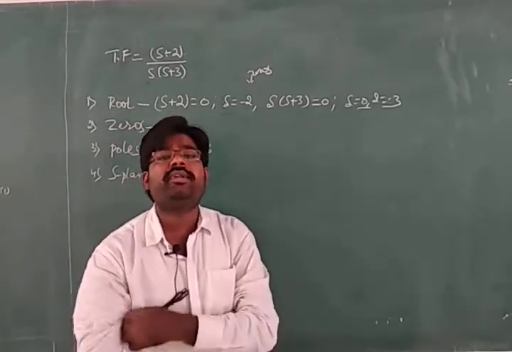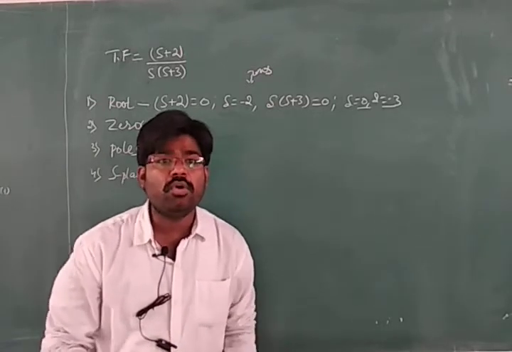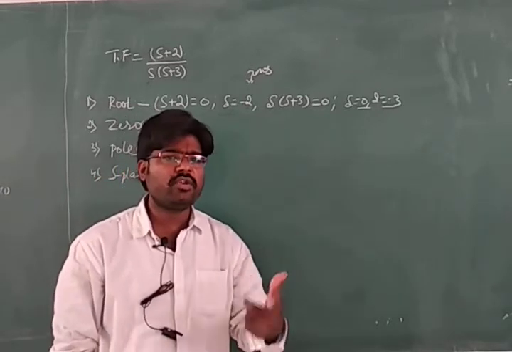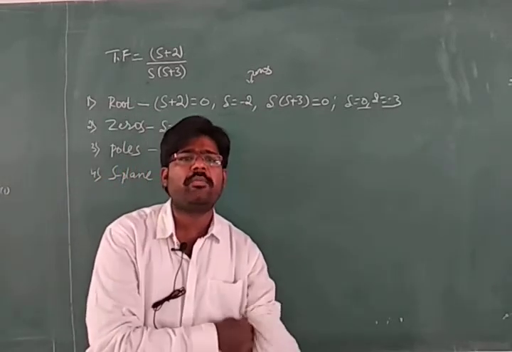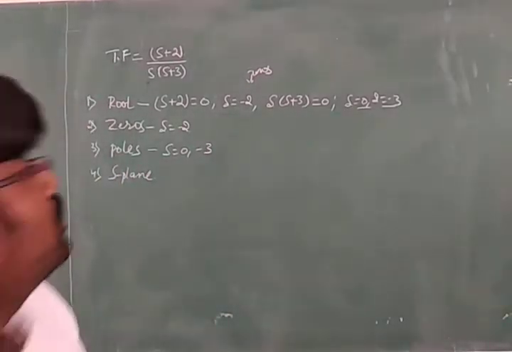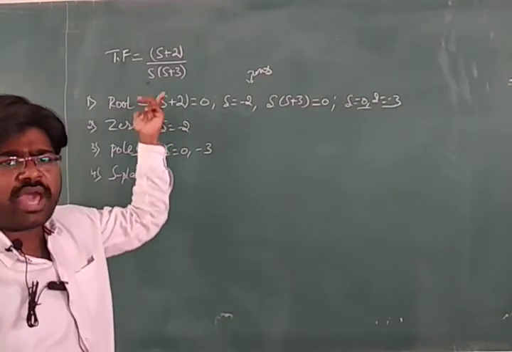Roots of the numerator are called zeros. Roots of the denominator are called poles. Roots of the numerator are called zeros, roots of the denominator are called poles. Okay, this is about poles and zeros and roots.